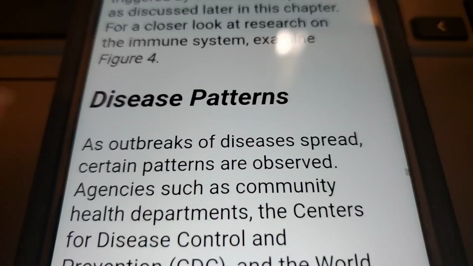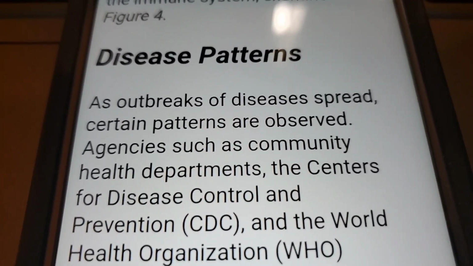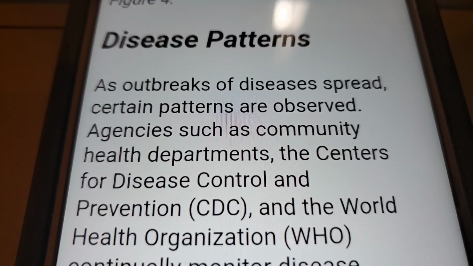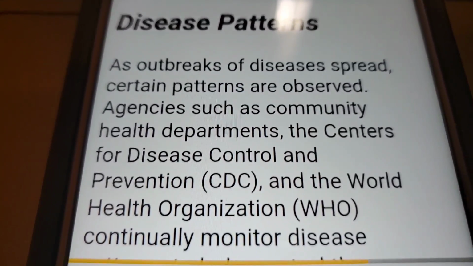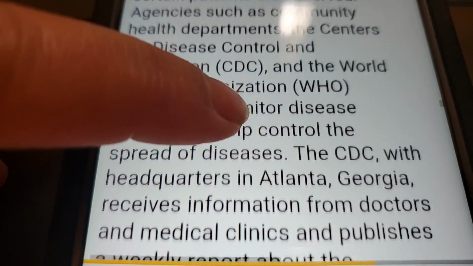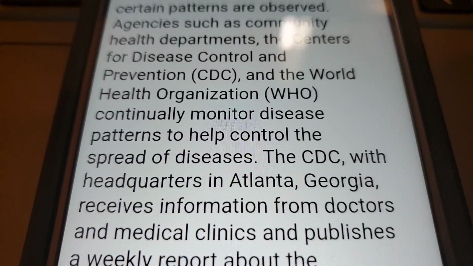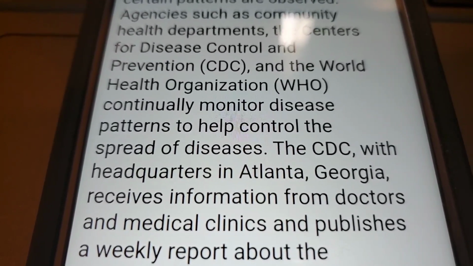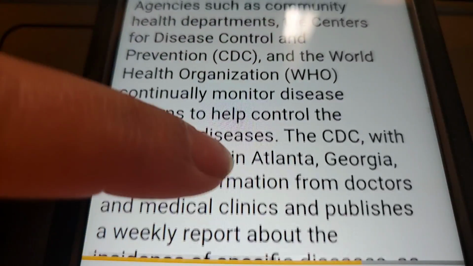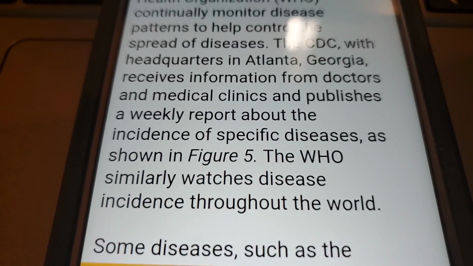Disease patterns. As an outbreak of disease spreads, certain patterns are observed. Agencies such as the Community Health Center, the Center for Disease Control and Prevention, and the World Health Organization continually monitor disease patterns to help control the spread of disease. The CDC, with headquarters in Atlanta, Georgia, receives information from doctors and medical clinics and publishes a weekly report about the incidence. The WHO similarly watches disease throughout the world.